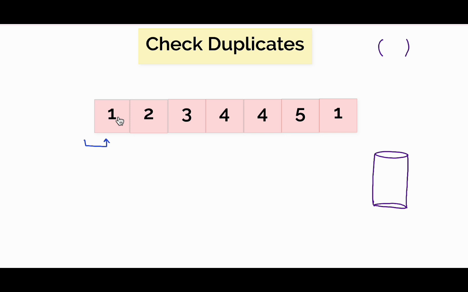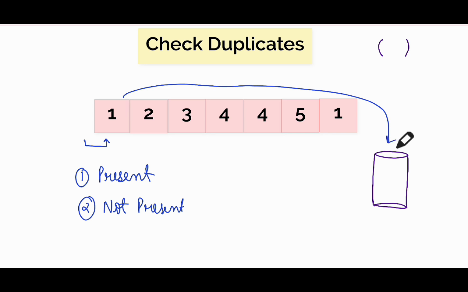There will be two possibilities: either this element will be present in my set, or it will not be present. That is the concept we are going to utilize. Remember, at the start the set is empty, so whenever the set does not contain that number, we are going to put that number into the set. This is the first property. And second, if that particular number is already present in the set, then we are going to return true, or we can print something like "this number is already present."